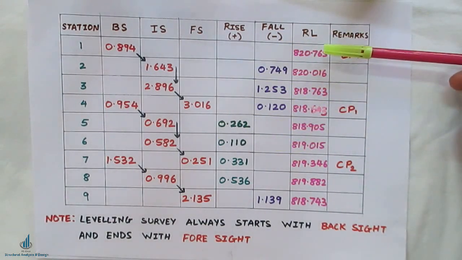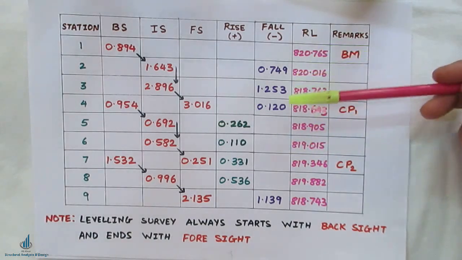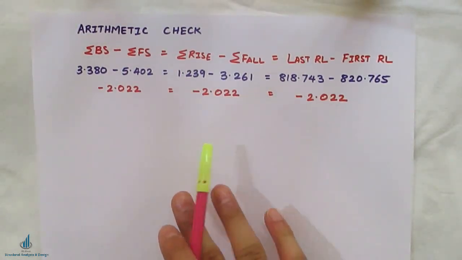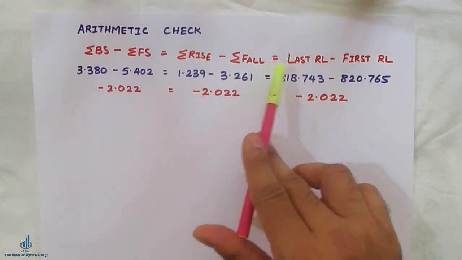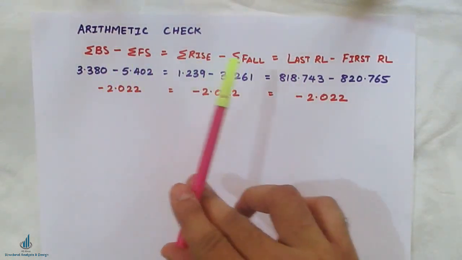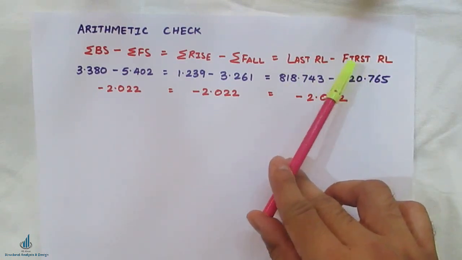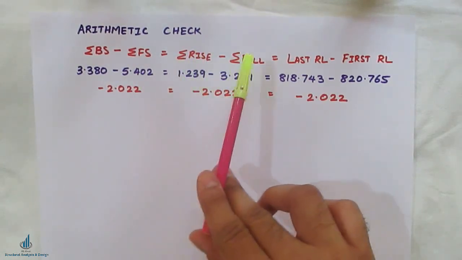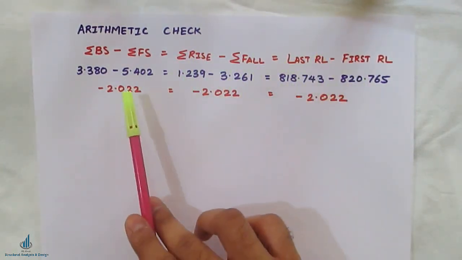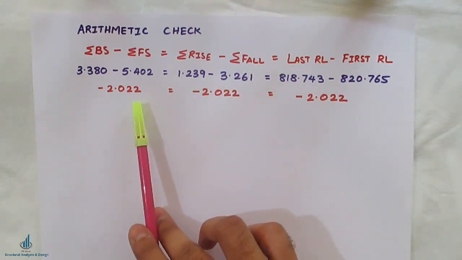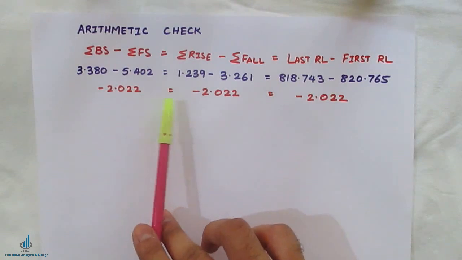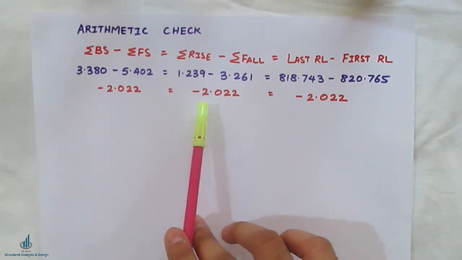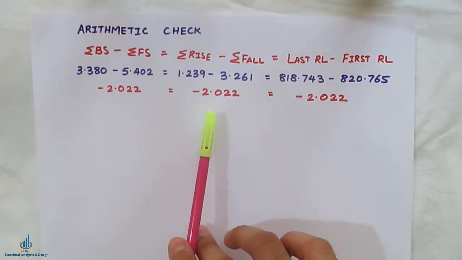Similarly you have to calculate the RLs by adding or subtracting the rise and fall. The arithmetic check for the rise and fall method is one more extra, that is sigma rise minus sigma fall. So sigma BS minus sigma FS, and last RL minus first RL, same as the HI method. So you have to take the summation of backsight, summation of foresight, summation of rise, summation of fall, last RL, first RL, and all the three values should match. So in this case it is minus 2.022, minus 2.022, minus 2.022. If you get the same value in all the checks, then you can conclude your problem is correct.